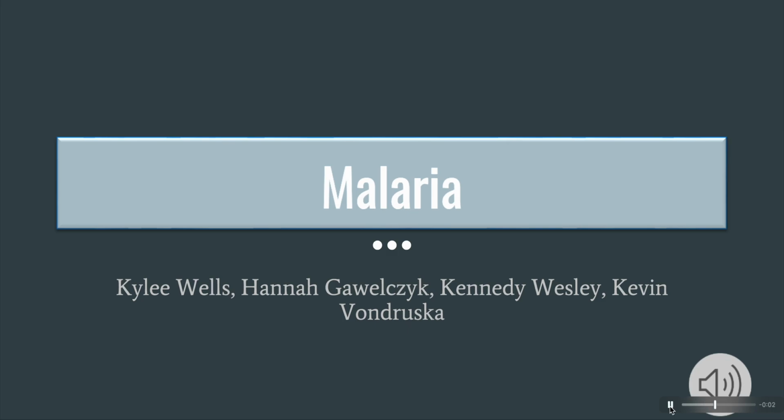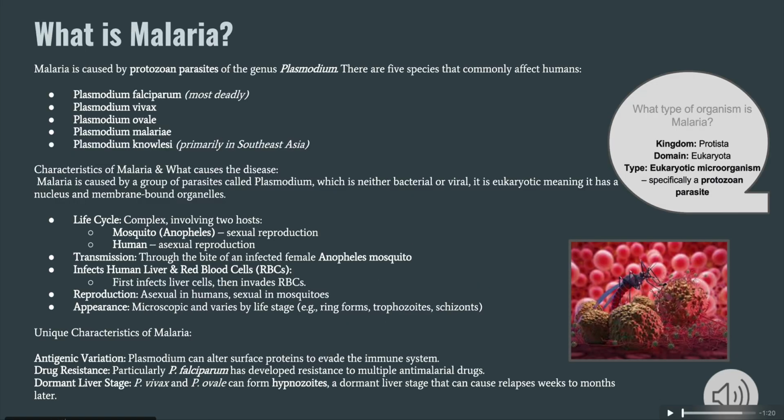Today we are going to be presenting on malaria. Malaria is caused by protozoan parasites of the genus Plasmodium. There are 5 species that commonly affect humans: Plasmodium falciparum, Plasmodium vivax, Plasmodium ovale, Plasmodium malariae, and Plasmodium knowlesi.